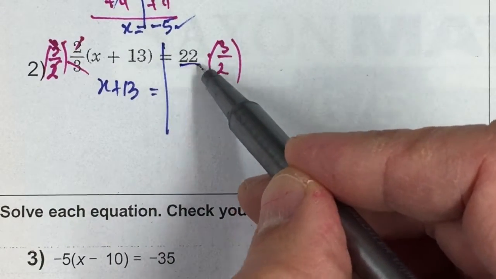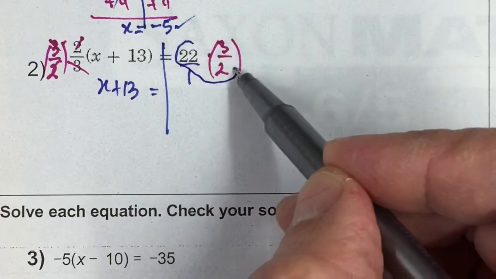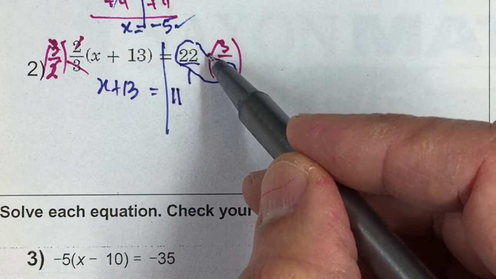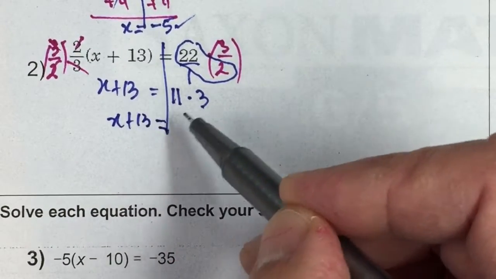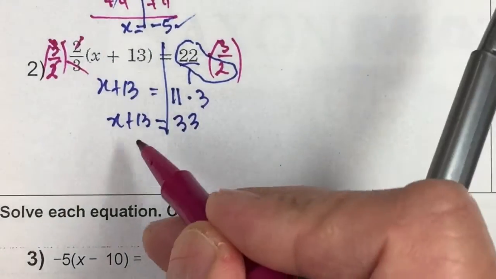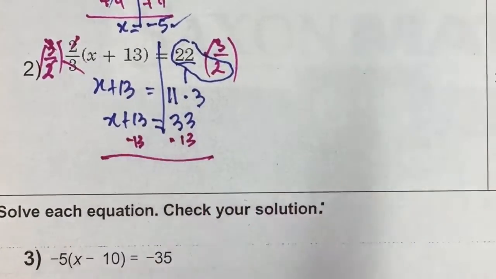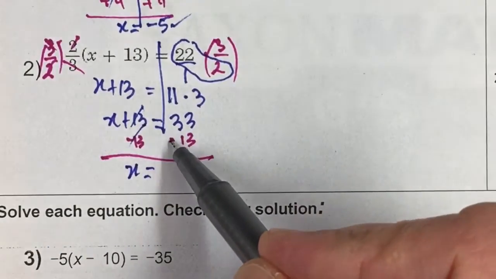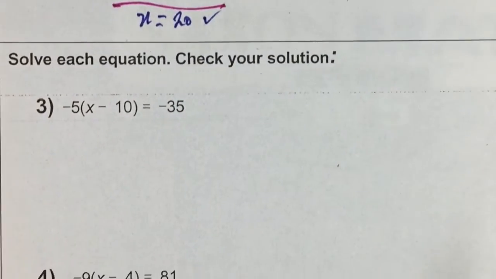But I can put a 1 under the 22, and I can divide 22 divided by 2. That is going to give me 11, and I still have to multiply it times 3. So I'm going to have x plus 13 equals 11 times 3, that is 33. In this new equation, I have to eliminate the 13 by subtracting 13 on both sides. This goes away and I have x equals 33 minus 13, which is going to be 20 for my second exercise.